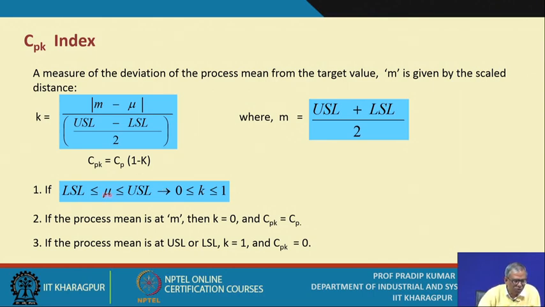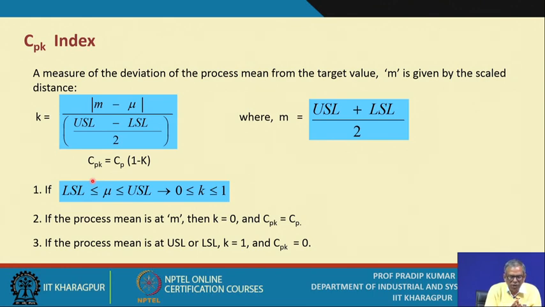Or suppose mu is less than LSL, right? That means there is a downward drift. So, what will happen to the Cpk value? Obviously, in such cases you will find that the value of Cpk will be negative.